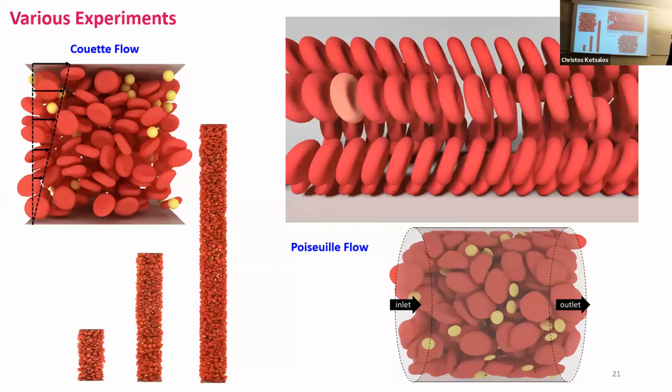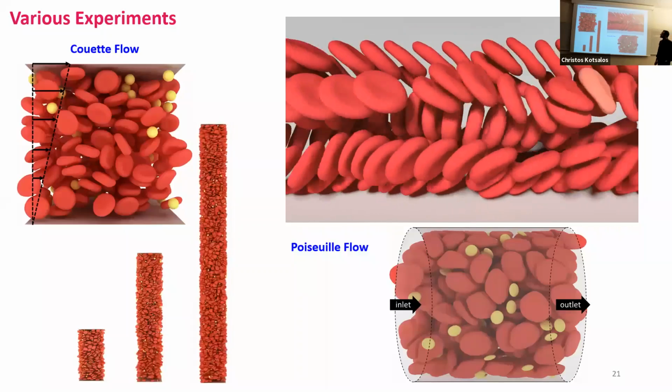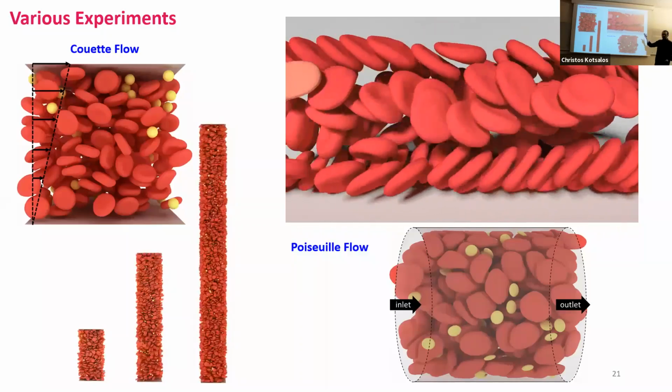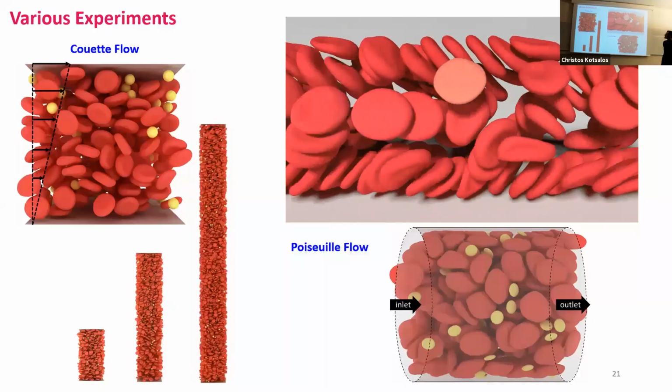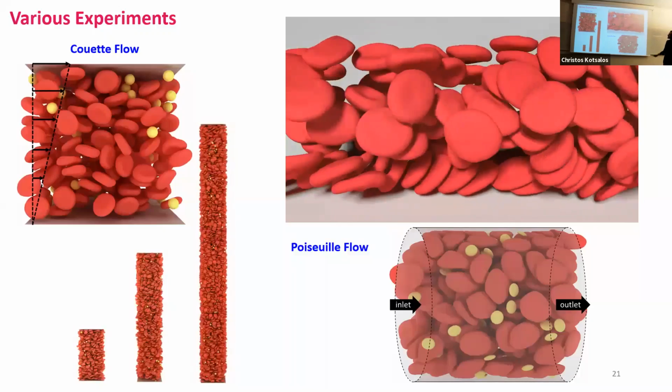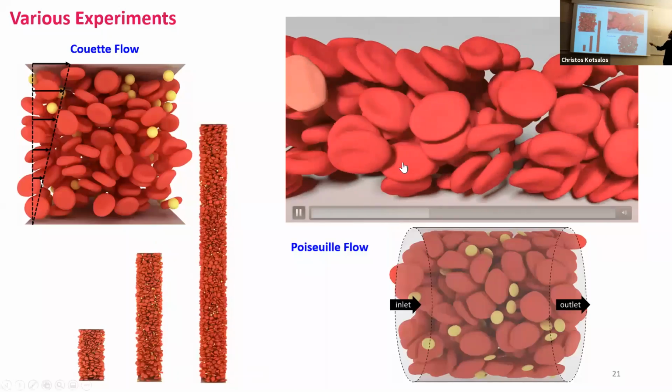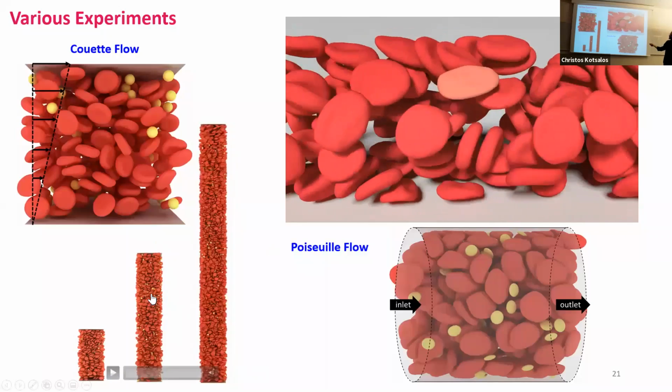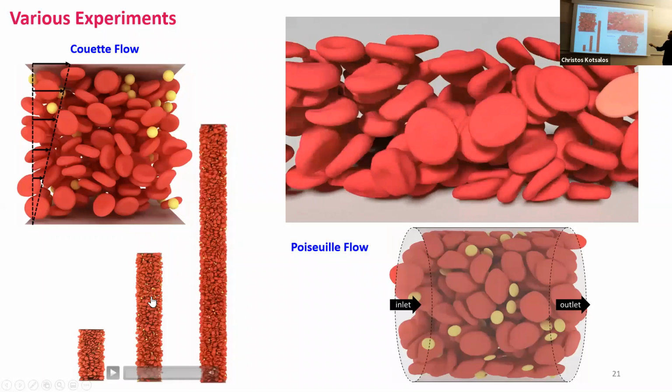And also let's see a little bit closer a Poiseuille flow. So this is a flow inside the tube. And this is a simulation with only red blood cells, but here you also see that the yellow bodies are the platelets.